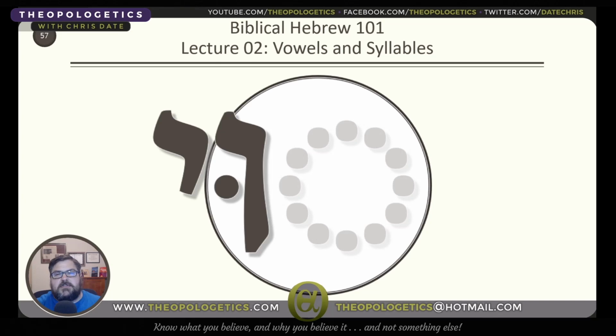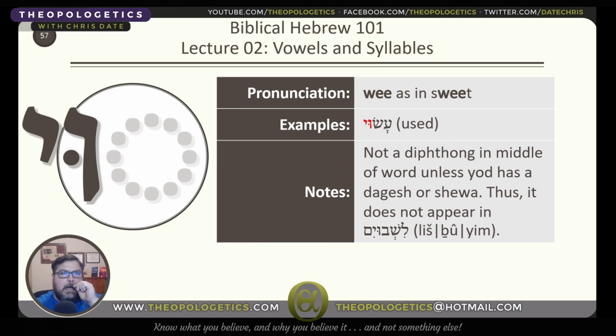Next diphthong is shurek, followed by yod. And this makes the sound we, like in the English word sweet. We. And you can see why, right? It's a shurek, which is the u sound, followed by the yod sound. So ui, but in a single syllable, we. So in the Hebrew word asui, that's ending there in that ui diphthong. And again, like the others we looked at, this is not a diphthong if it's in the middle of a word unless the yod has a dagesh or a shava.